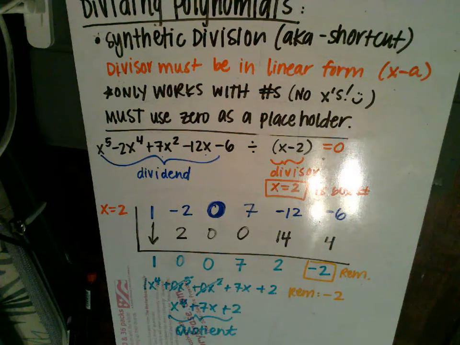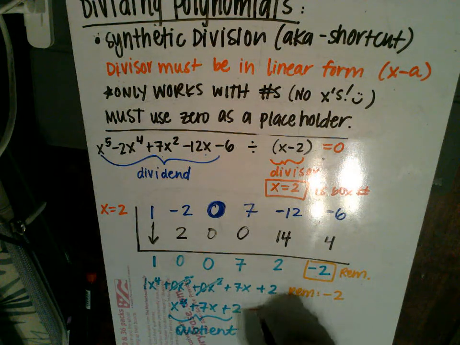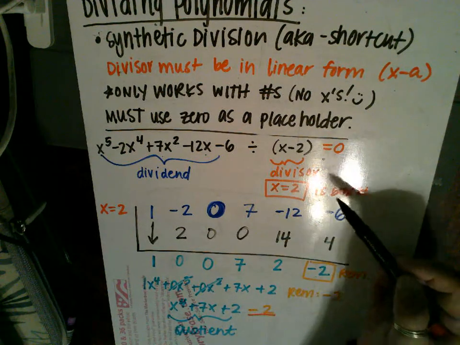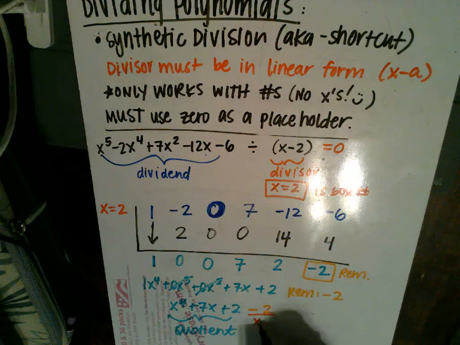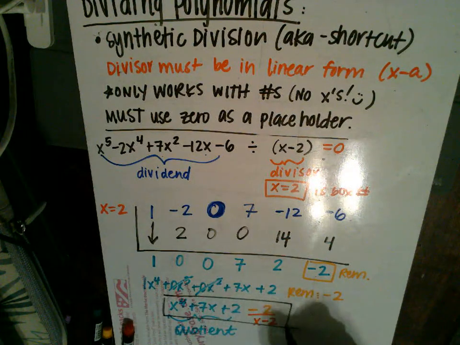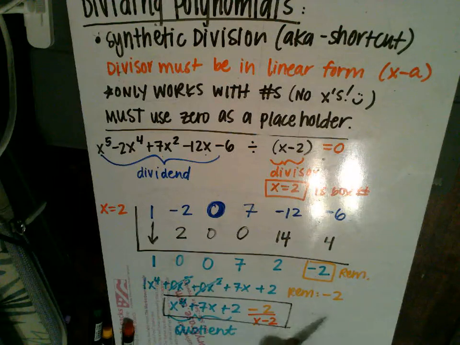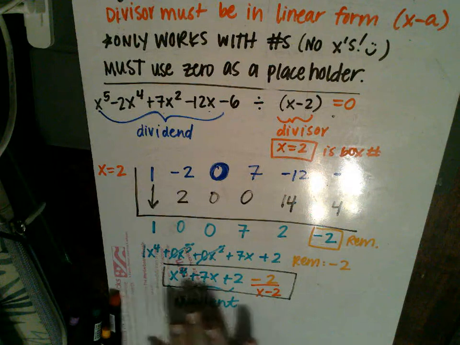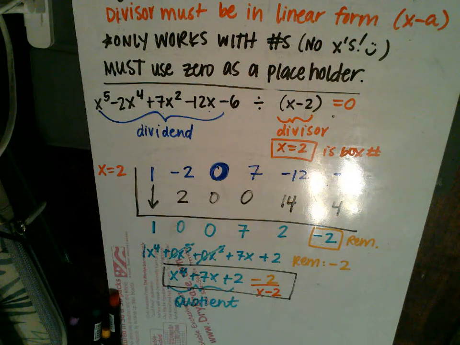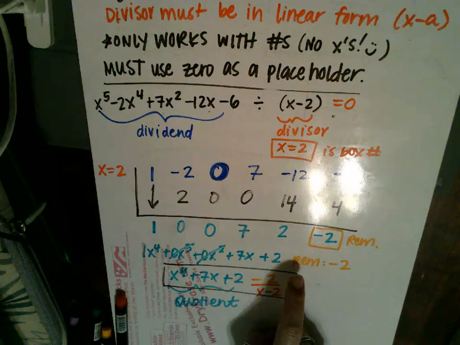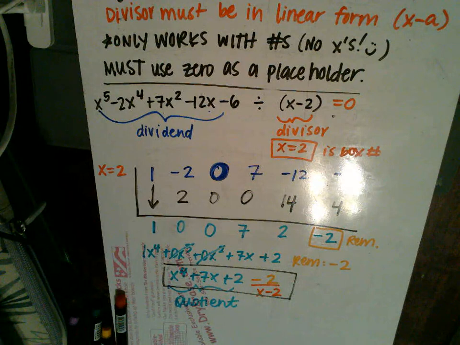And my remainder can be added on and divided again by our divisor. I know that this does not divide nicely because I have a remainder, but I still can write my total quotient as x to the 4th plus 7x plus 2 minus my remainder over my divisor.